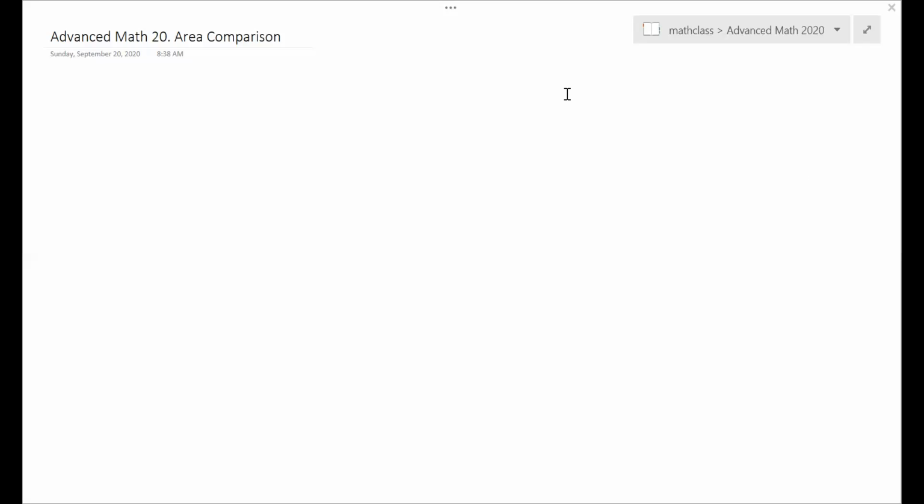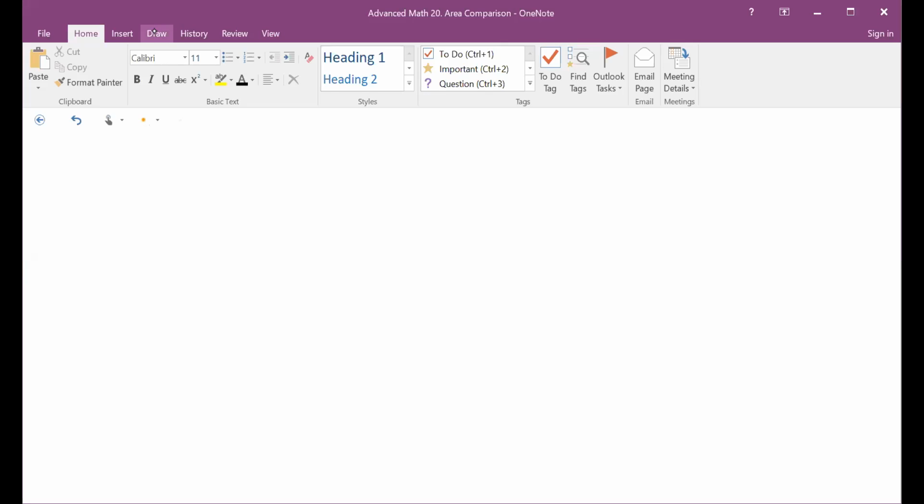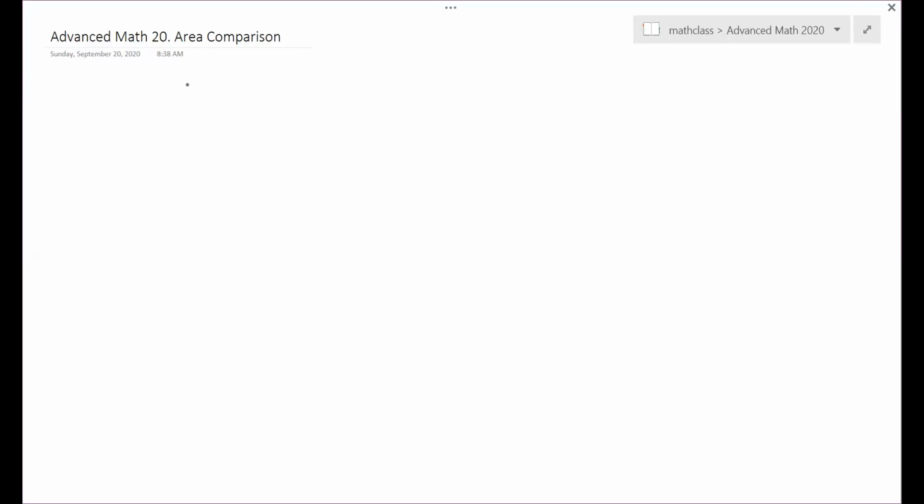Right, so today we're going to study area comparison for triangles. We have two formulas for the area of triangles, which we're going to use to compare. The first one is the well-known formula.